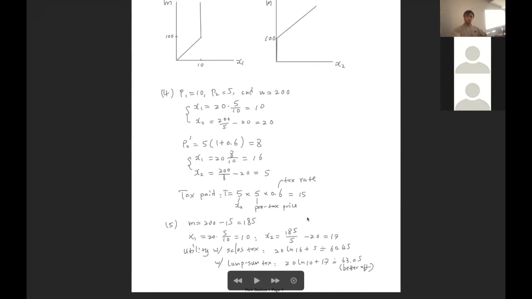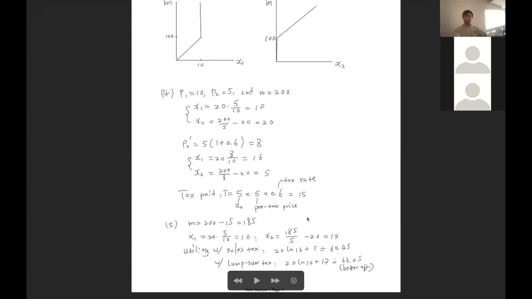So we are going to be using the total tax revenue from the previous case. That was $15, and we're going to be offsetting your lump sum income tax. So that's going to be your value for M, 200 minus 15. So that's your total income that you're now allowed to spend.